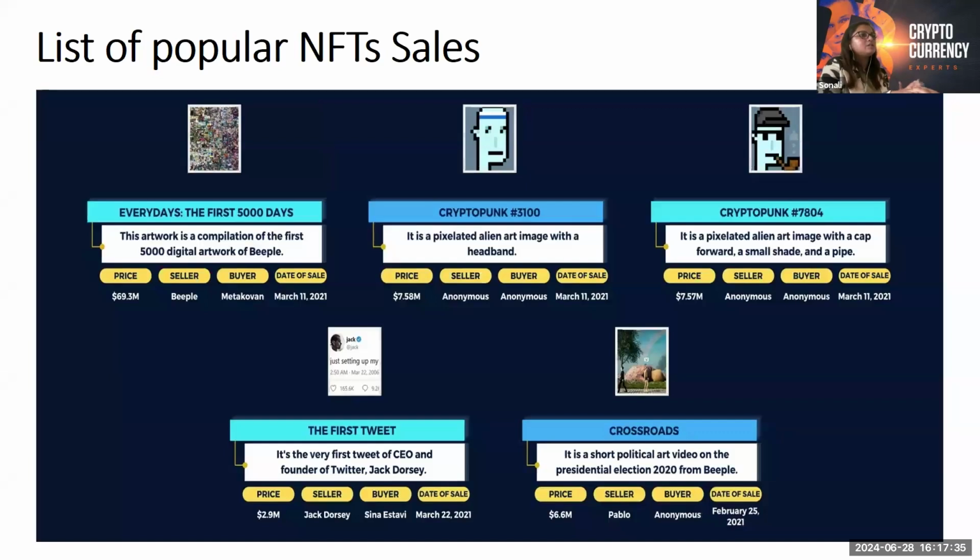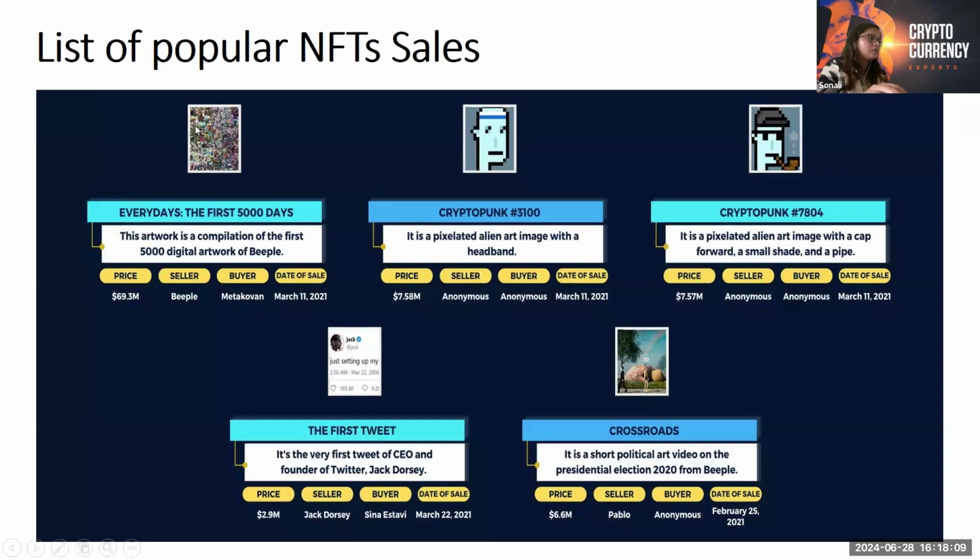Now, I would just like to mention a few exciting things here about the NFT market space. You might be wondering, who are the people? Are people really buying it or not? What are the examples? Here you can see a few examples which I've mentioned. This is one of the artworks, called Every Day: The First 5,000 Days. This artwork is a compilation of the first 5,000 digital artworks of Beeple. So Beeple is again an NFT project.